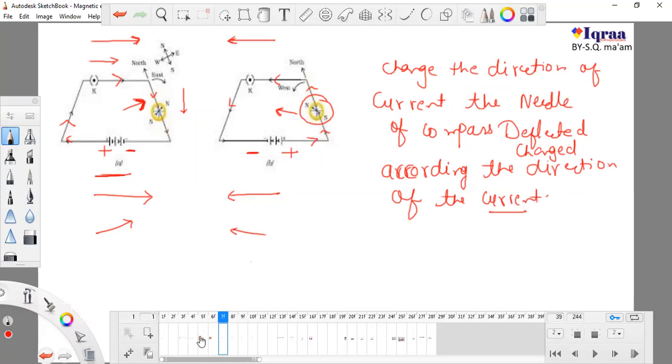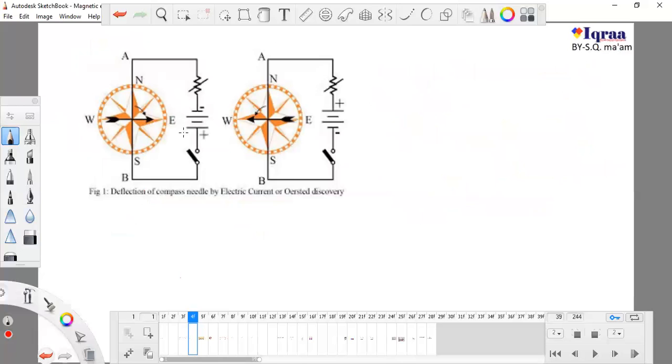So we can see this easily. Look at this. This is a more reliable diagram. This is positive, this is negative. So definitely the current will flow like here, and the needle is showing this side. This is the needle and it is showing this side.